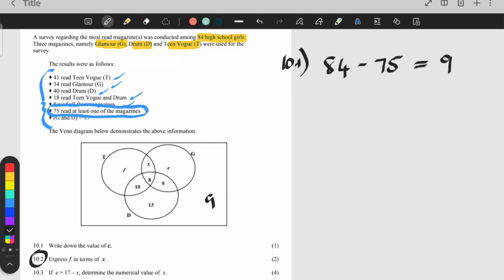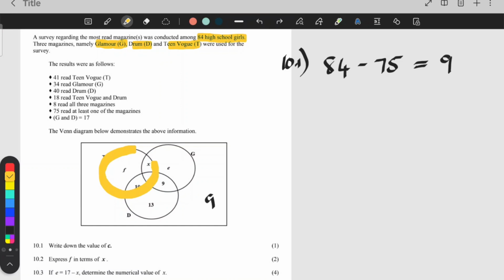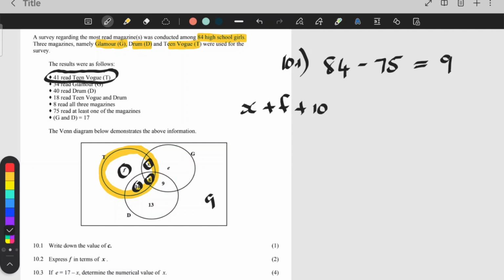Then 10.2 says express F in terms of X. So let's look. There's F. F is in this circle over here. This is Teen Vogue, so in this circle. Now in that circle, we see 4 numbers. It's this one, plus that one, plus that one, plus that one. We know this whole circle, the whole Teen Vogue, must give me 41 learners. So I'm going to write that down. X plus F plus 10 plus 8. Those 4 numbers, they will give me 41.